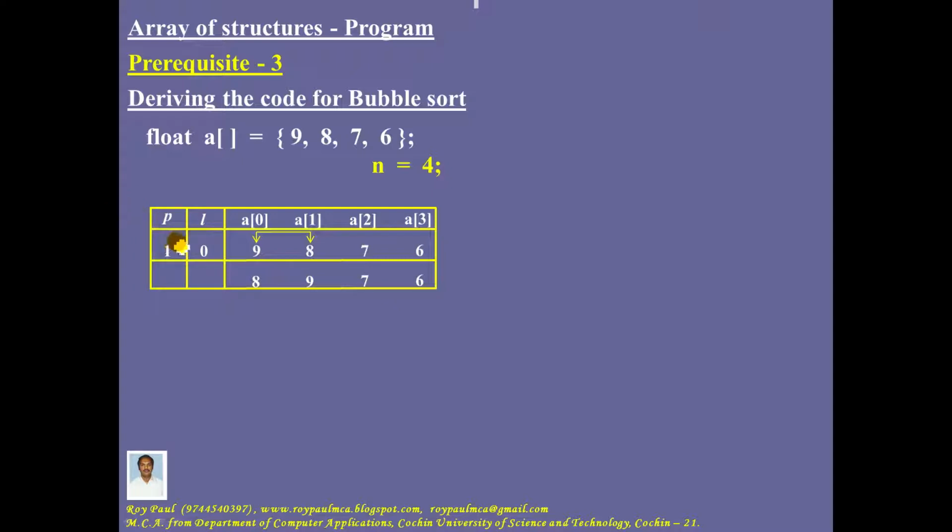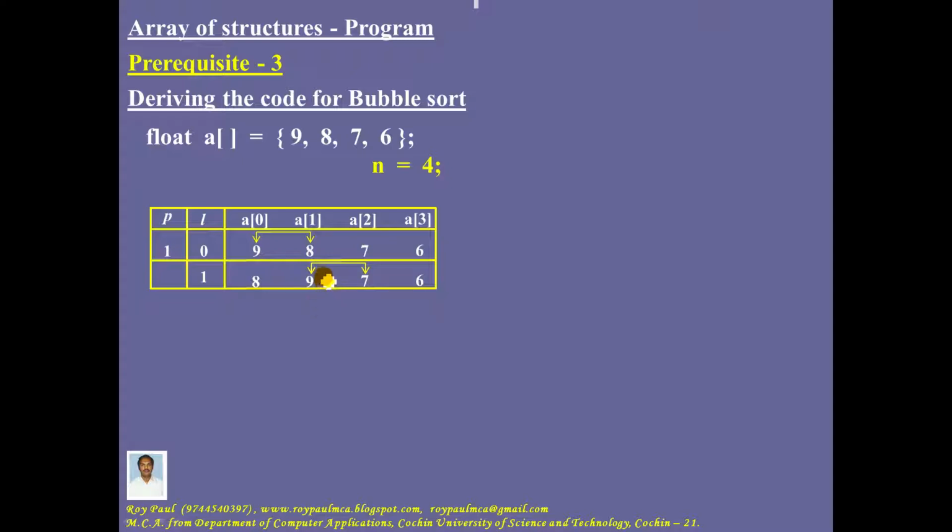Now, the same pass, because pass means it is a group of steps, a collection of steps, so the pass number does not change. Now let me take the next consecutive elements. So these two consecutive elements are taken. Now this is my left element, so the index of the left element becomes 1. So now your L becomes 1 because L contains the index of the left element.